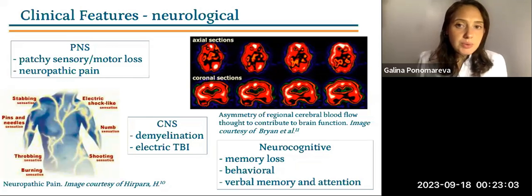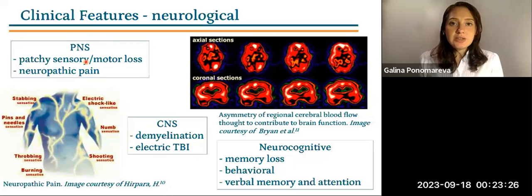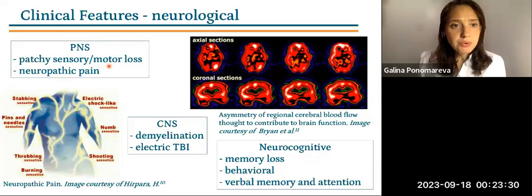And so when we see a patient who presents with peripheral nervous system symptoms incurred from electrical damage, we would be thinking of mononeuropathies, most frequently mononeuropathies, and polyneuropathies. These will be patchy, they may be sensory and motor, and they may not be matching in nature. So you can have sensory loss where there may not be motor loss, and vice versa. Patients will also present with neuropathic pain.